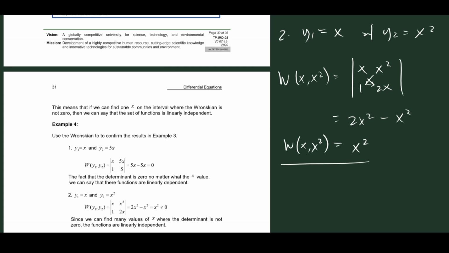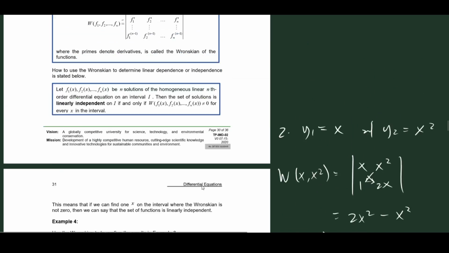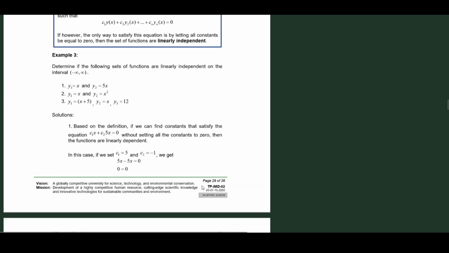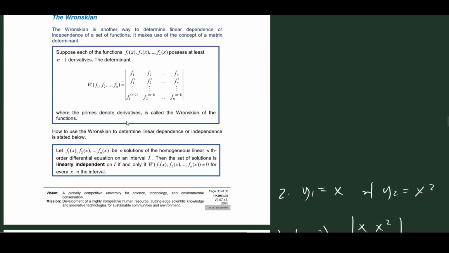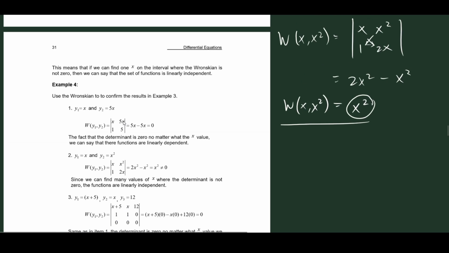Okay, so if our given interval, it's not given here in the example. In example 3, let's see our interval. So our given interval is negative infinity to positive infinity. So there are lots of x values that will make this non-zero, right? So we can conclude that this is linearly independent.